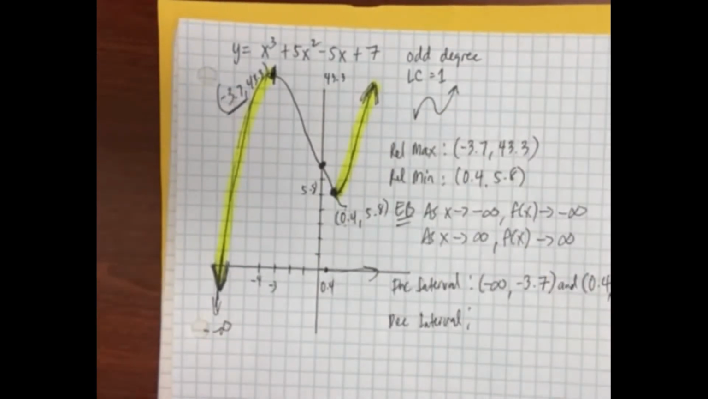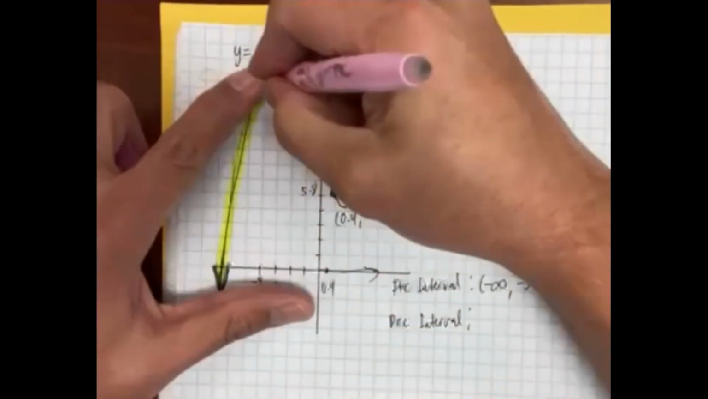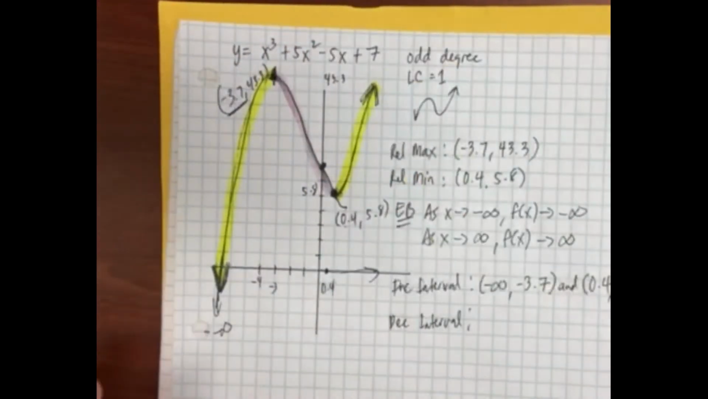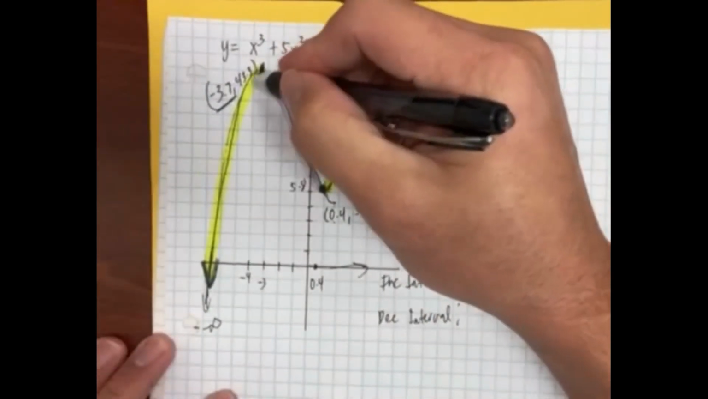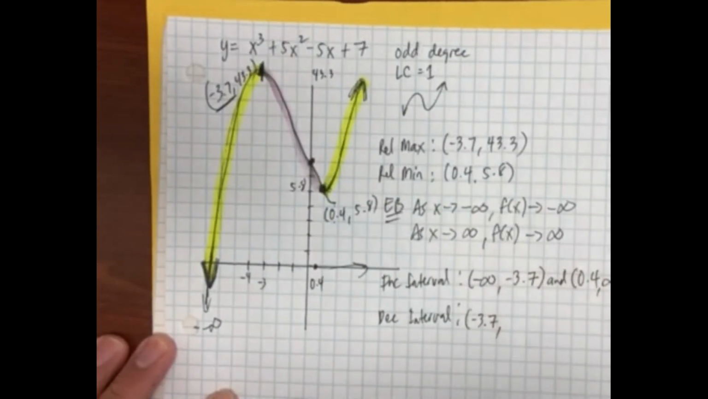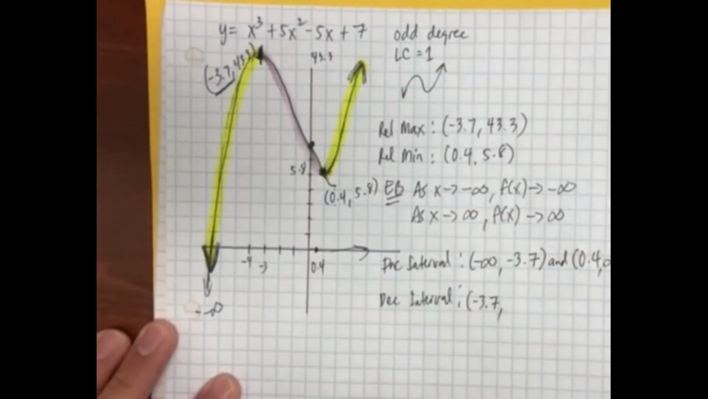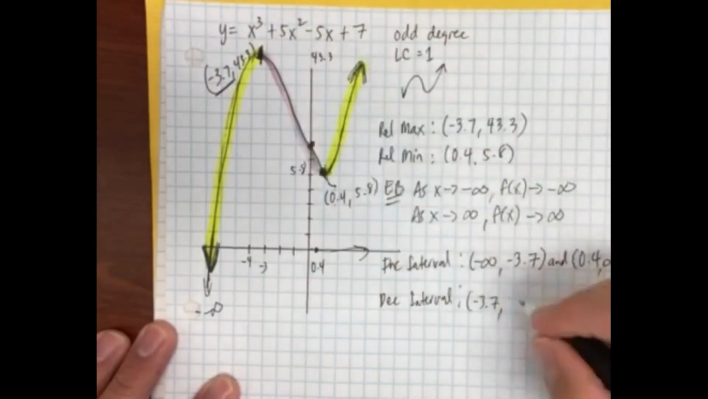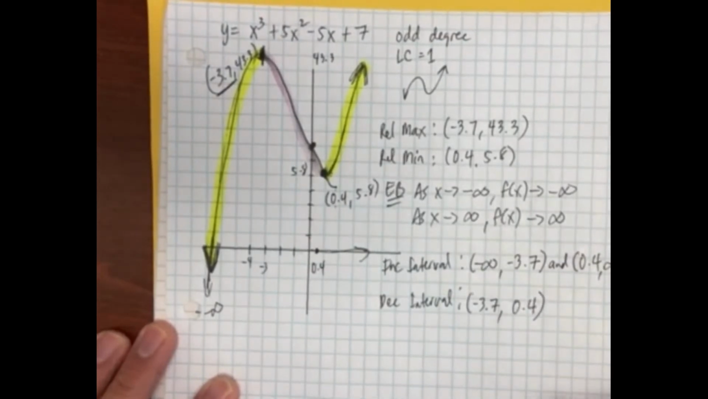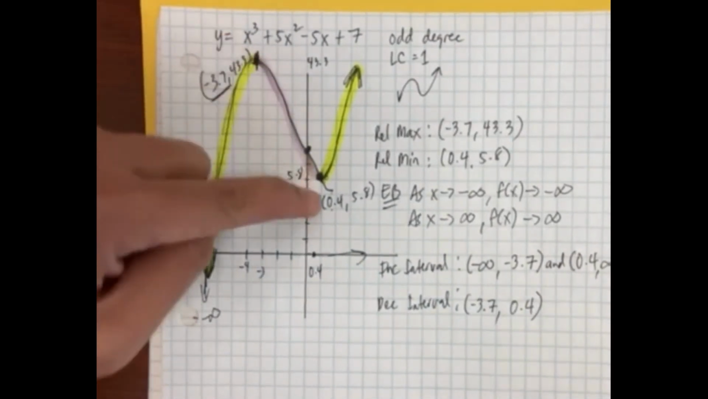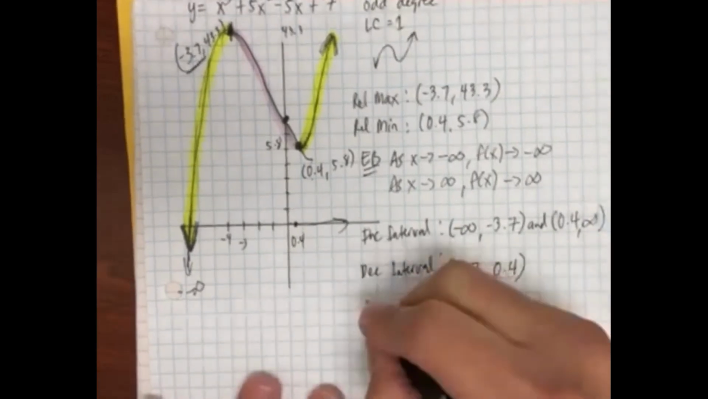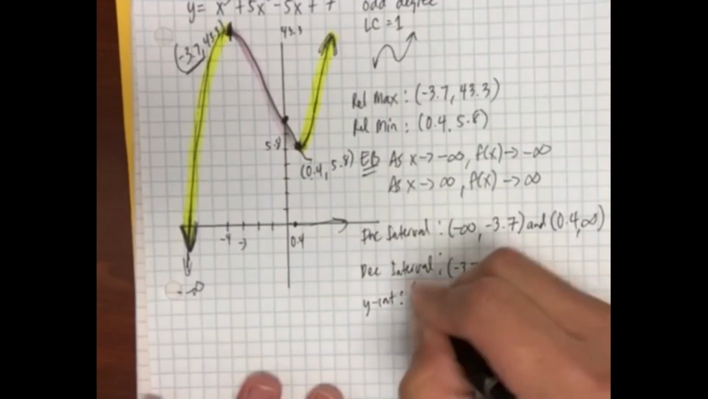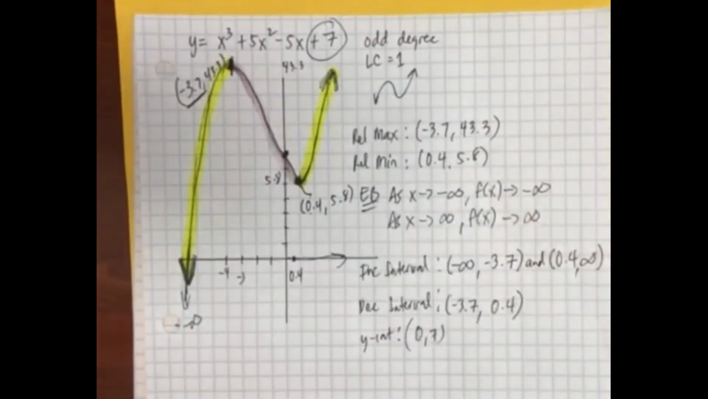Okay? So when does it decrease? It's decreasing right here. It's decreasing over there. So if it's decreasing right there, where does it start? What's the x value here? Again, it's negative 3.7, comma, and it stops decreasing at 0.4, parentheses. And that's where it becomes decreasing. And that's how you identify the characteristics of this polynomial. If I may add here, the y-intercept will be (0, 7) because of the last number there. Okay, there you go. Domain and range.